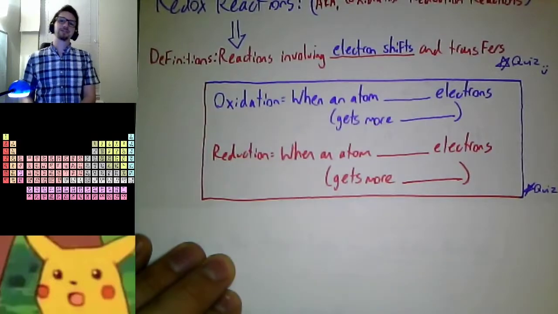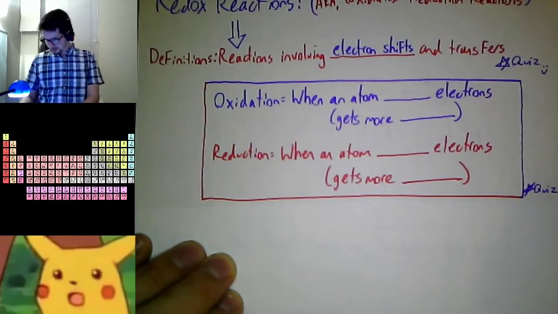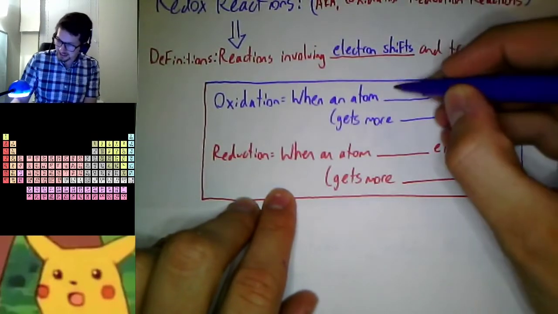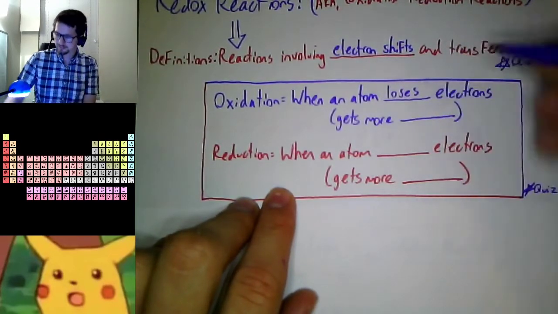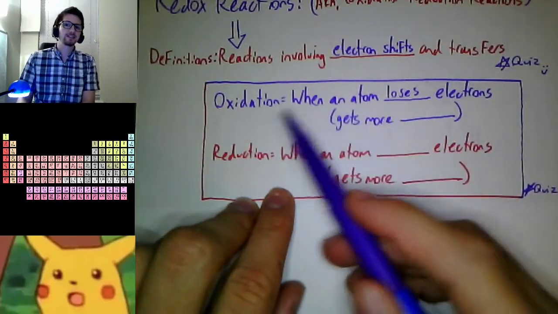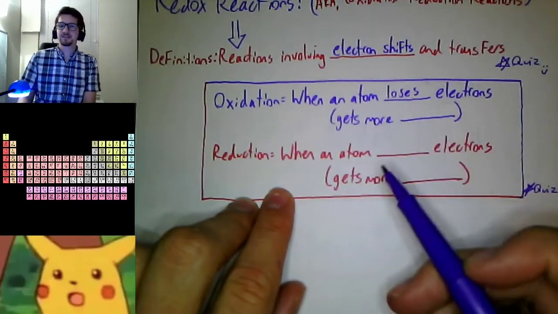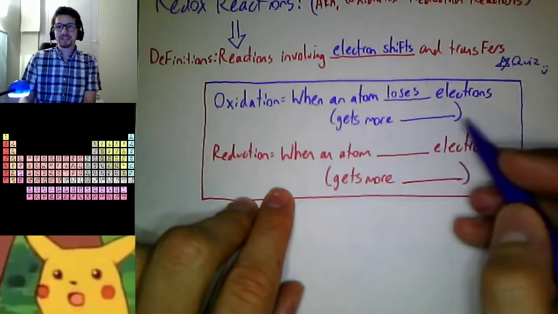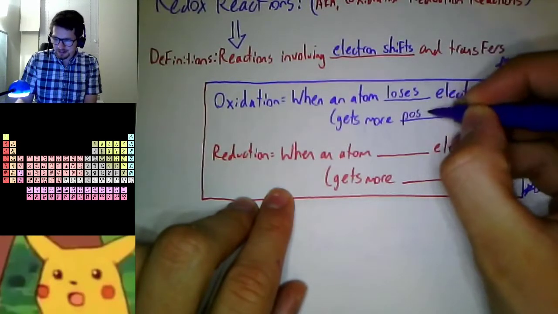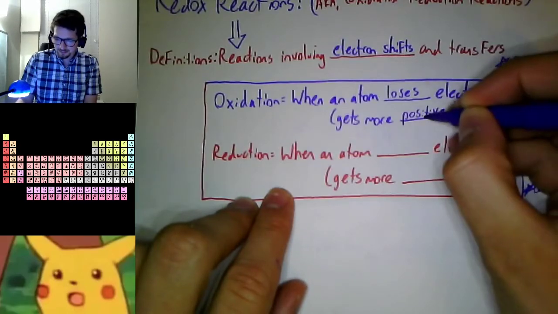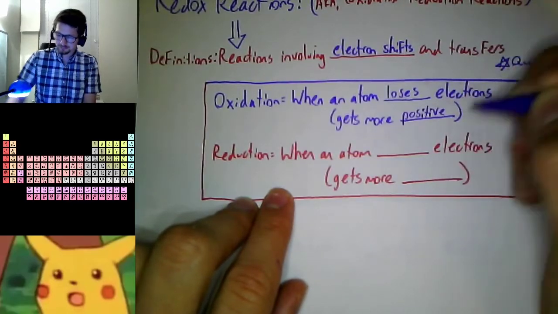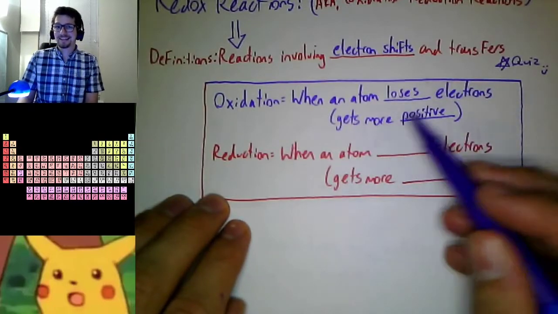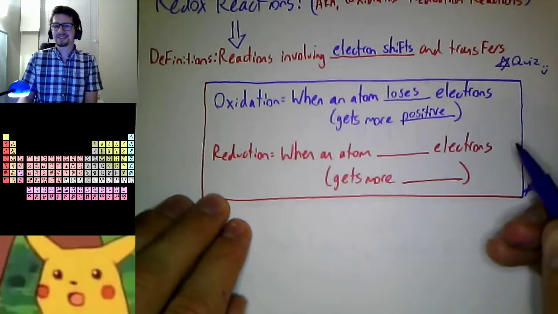What is oxidation? Oxidation, my dear friends, is when an atom loses electrons. And electrons are negatively charged, right? So if you're losing electrons, you're getting more positive. Think about electrons as chores. The less chores you have, the more positive you get.